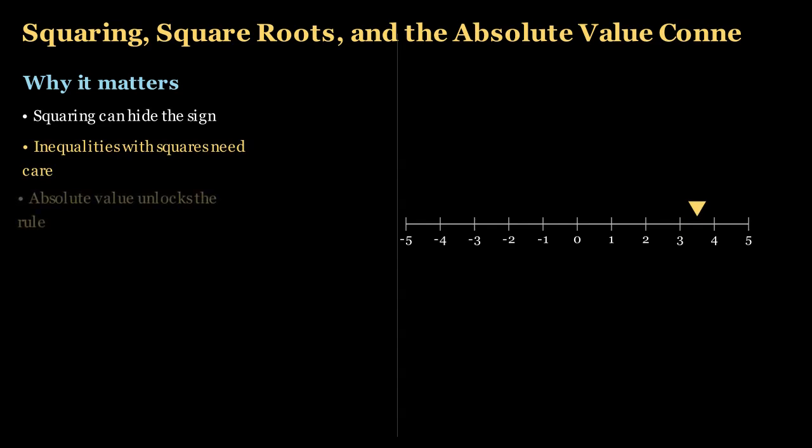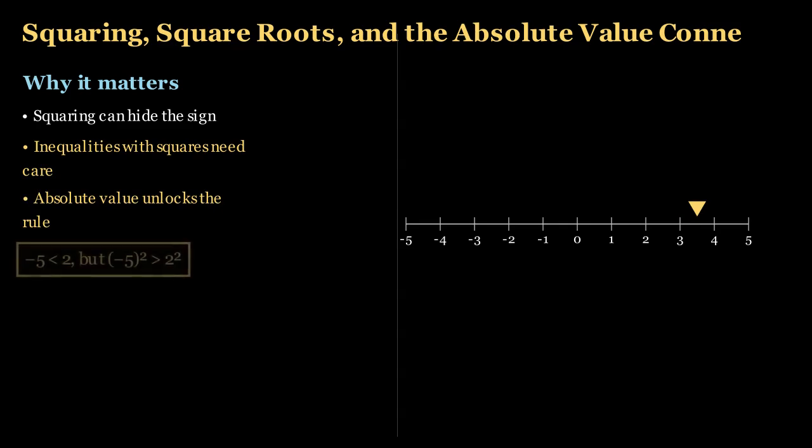So if x is negative, squaring it is like multiplying by a negative number, which can flip the relationship. For example, negative 5 is less than 2, but square them, and 25 is not less than 4. The inequality broke because we lost the sign information. Absolute value is the tool that captures this. It lets us write rules for squaring and square roots that always work, by focusing on distance from 0, where sign doesn't matter. Let's build the rule from scratch.